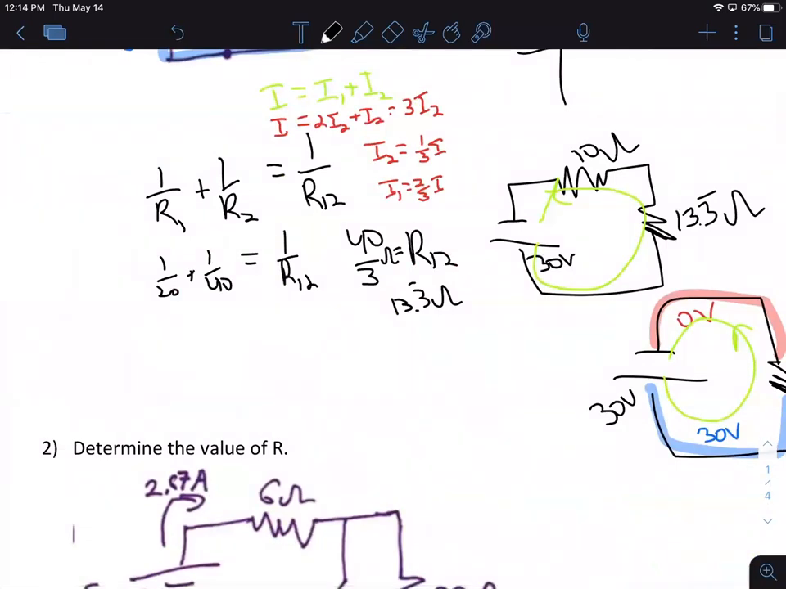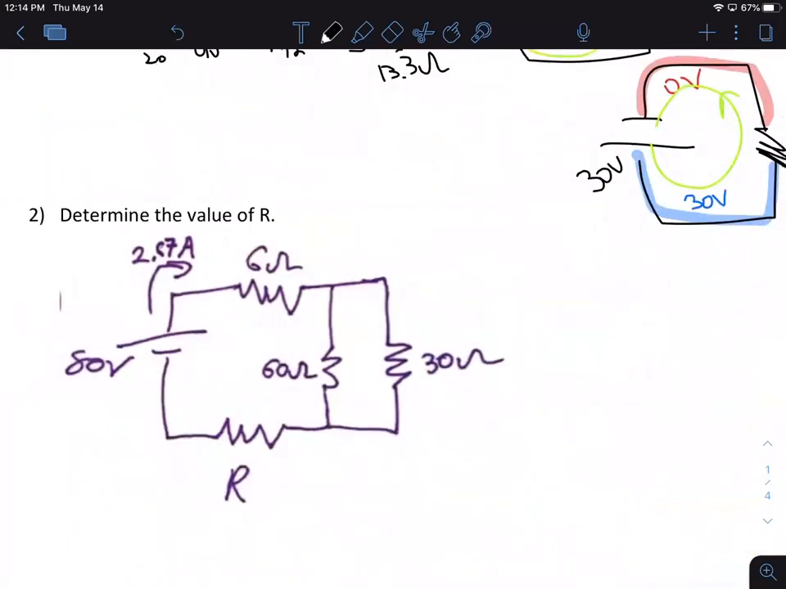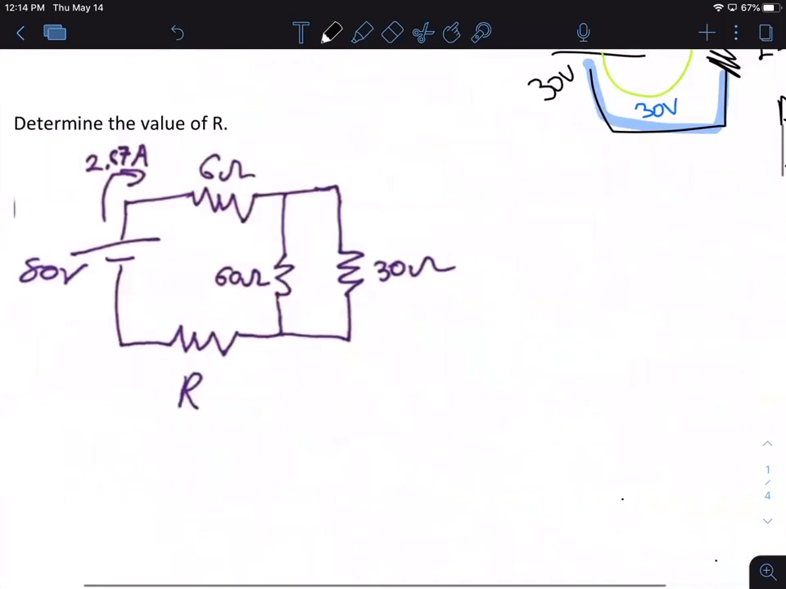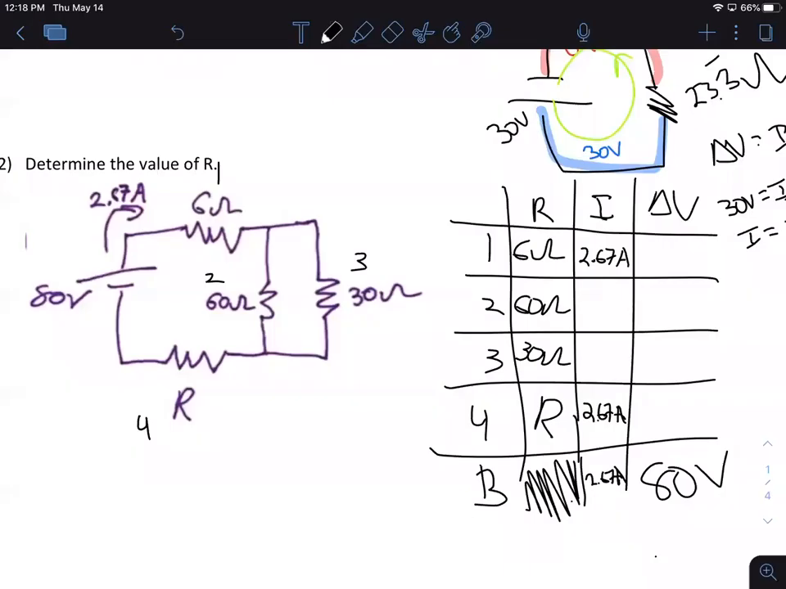Great. Now let's look at this next one. In this situation, I am not given one of the resistors, but we will still make a table. All right, here's my table. I added the resistors. I don't know R yet. That's what I want to know.